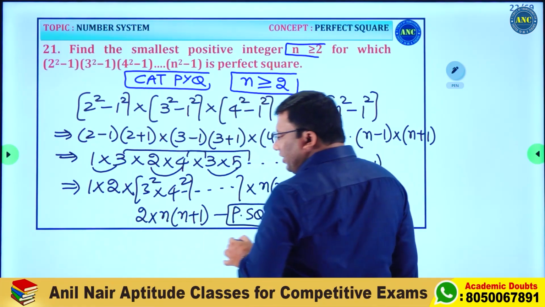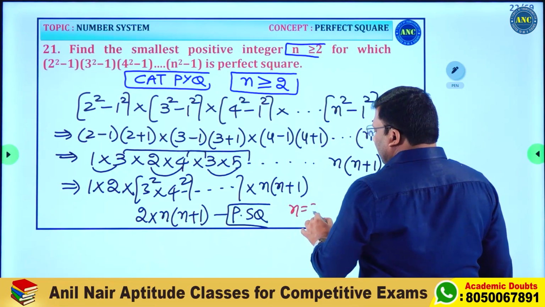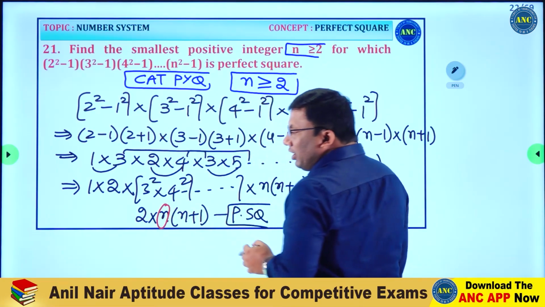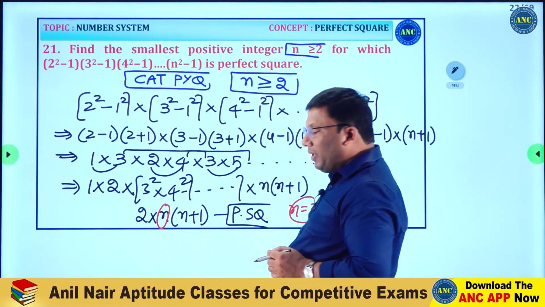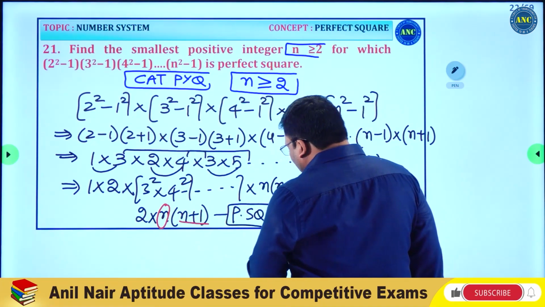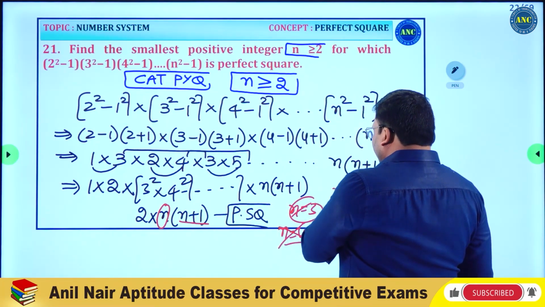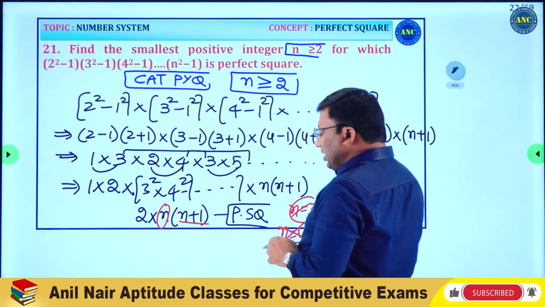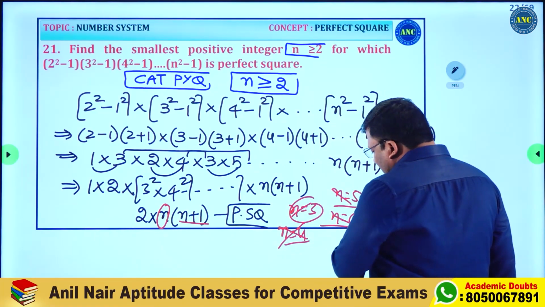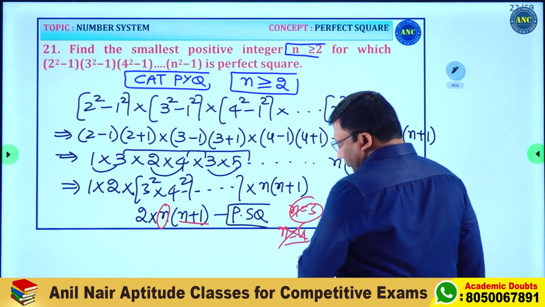What is the value of n? N is greater than or equivalent to 2. N is 3: 2 into 3 into 4, only a power of 3 we got. N is 4: 4 plus 1, only a single power of 5 we got. N is 5: 5 plus 1, 6, single power we got. N is 6: 6 plus 1, 7, single power I got. N is 7: single power I got.